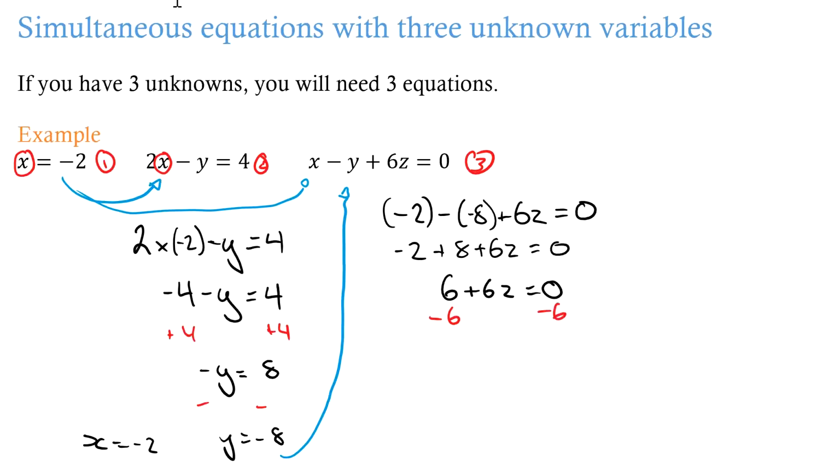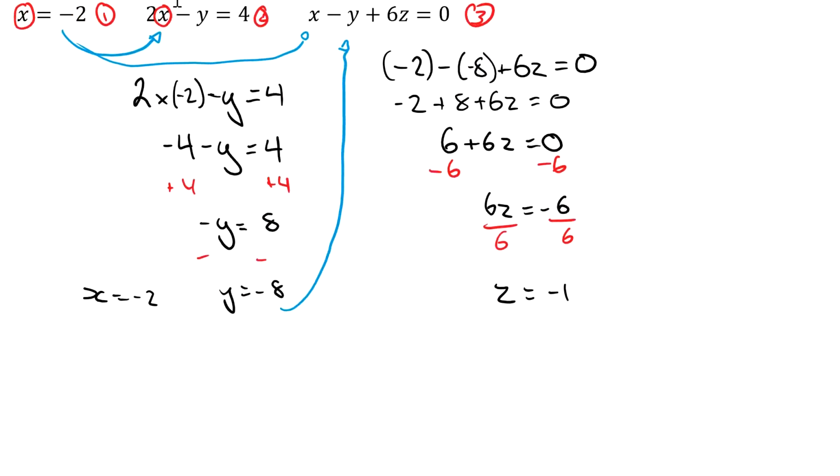Minus 6, minus 6. I end up with 6z equals -6. And then I can divide by 6 to get rid of that there, and I'm left with z equals -1. So now I have my three solutions. It's always nice to write a little concluding statement. The solutions are x equals -2, y equals -8, and z equals -1.